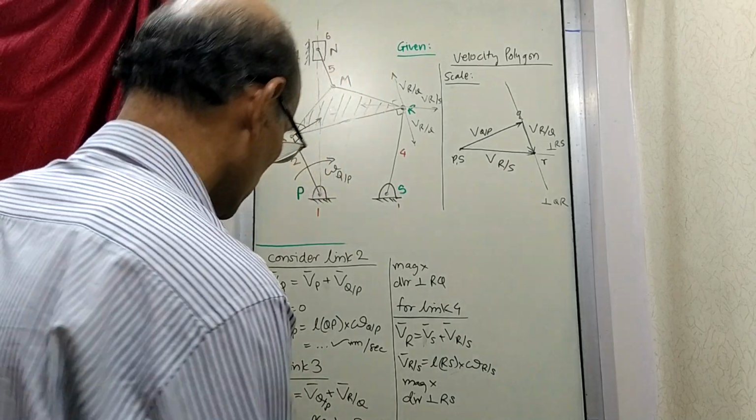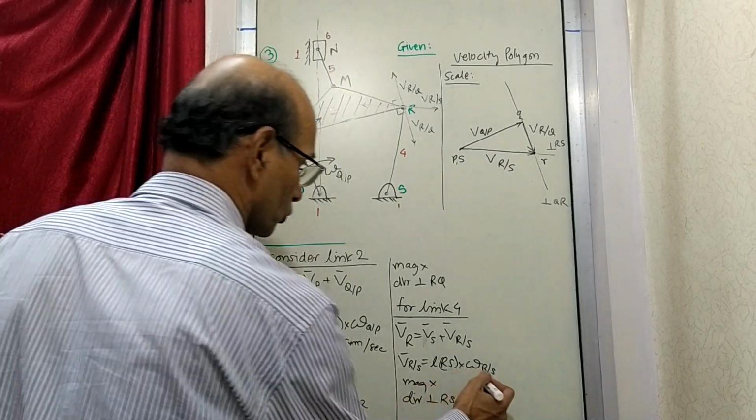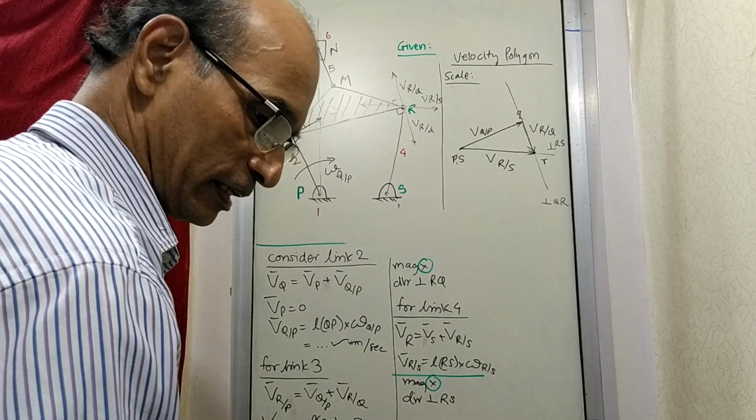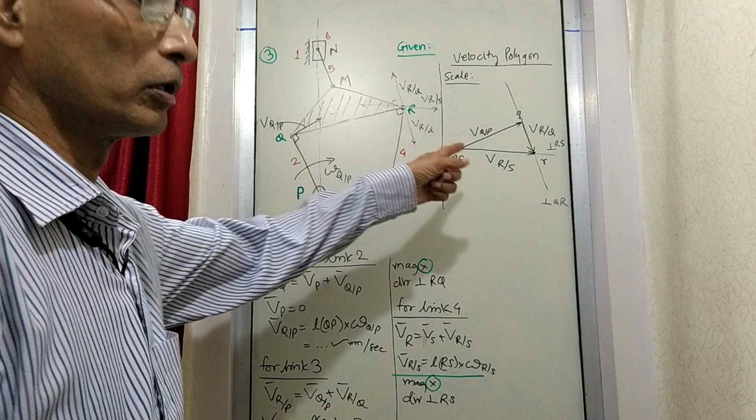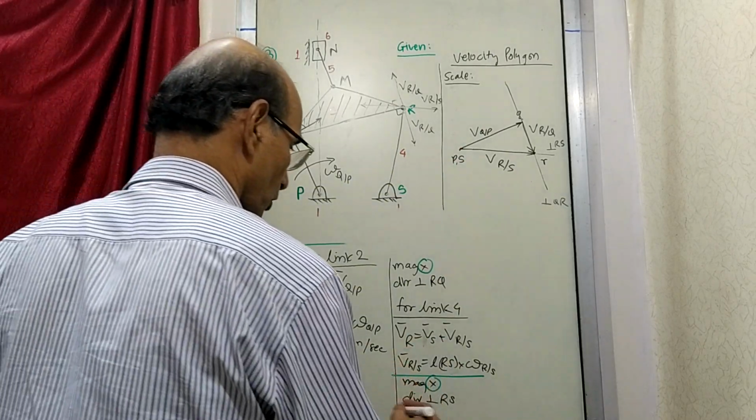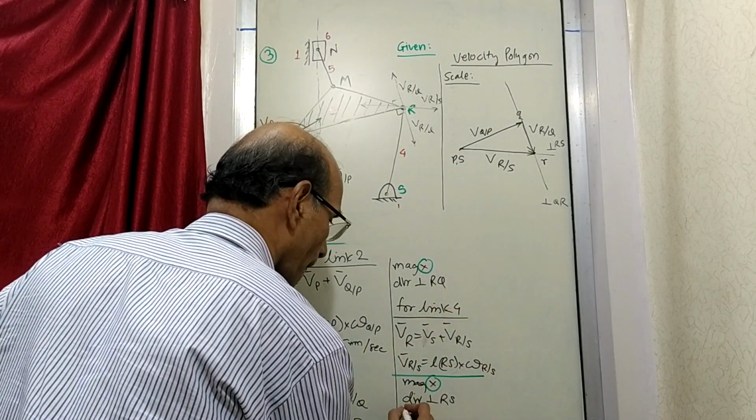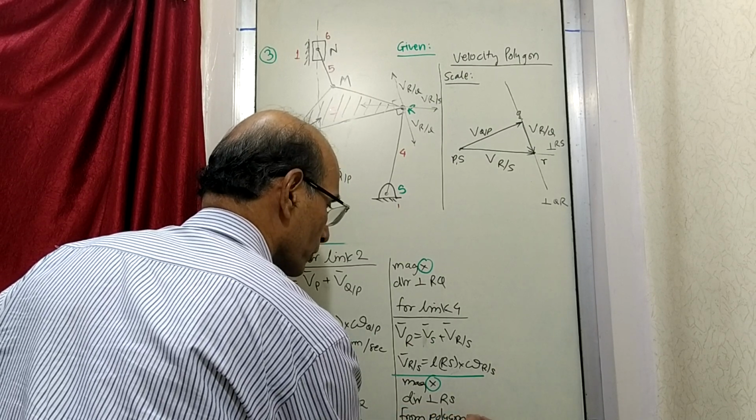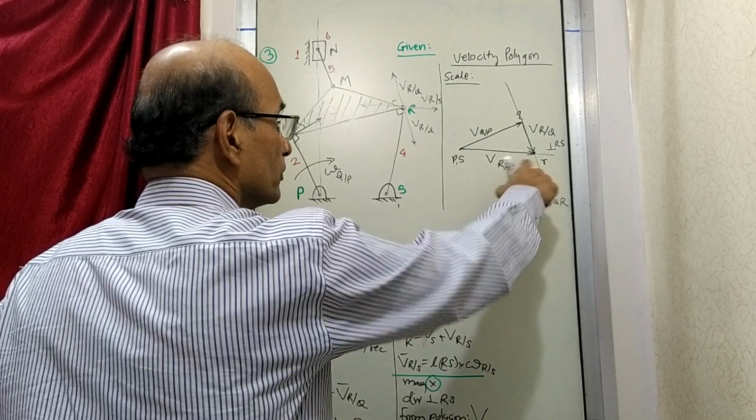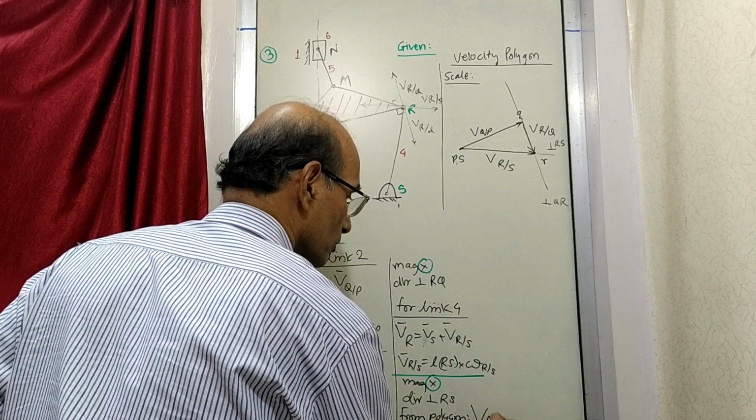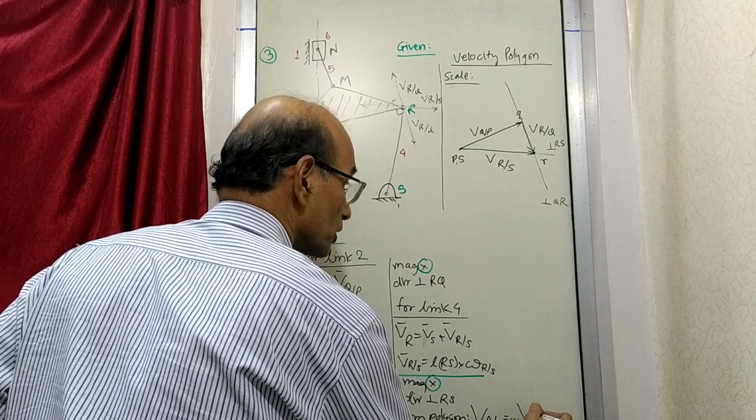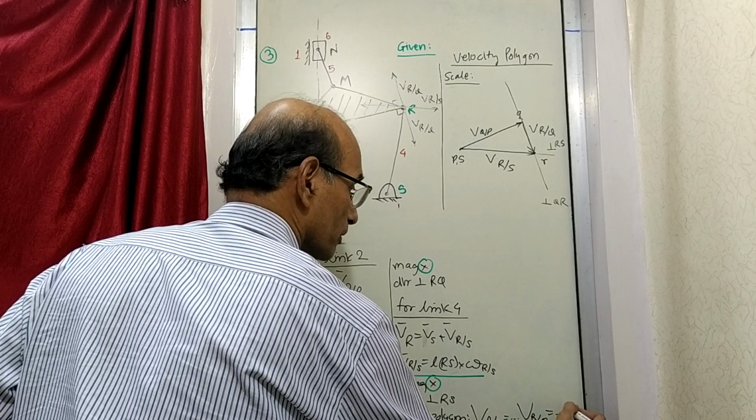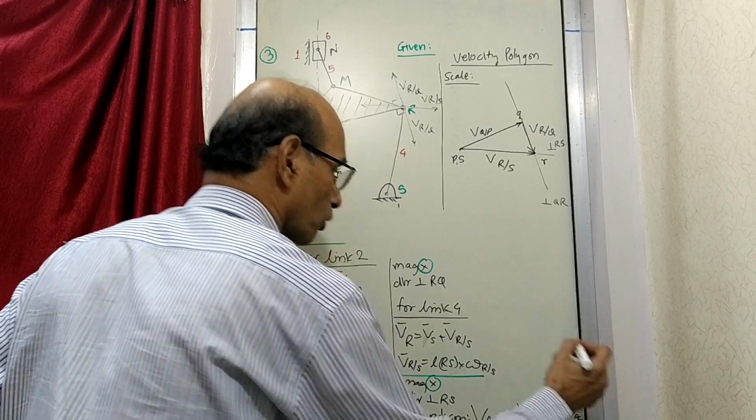I'll maybe underline this. This was the one not known to us by magnitude, but now we are getting them directly after we draw the polygon. So maybe you write here, from the polygon you get the values. We write velocity of R with respect to S is equal to this, and velocity of R with respect to Q is equal to this much, in meters per second or millimeters per second, whatever the unit.